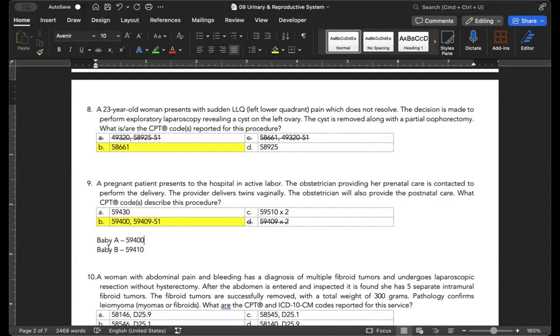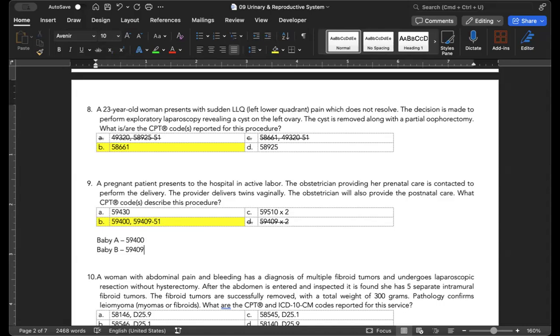Okay. Any questions on that one? So twins are a little unique, right? We're only going to report a single global package because we can't report the global package for both, because they're going to get prenatal care twice and then postnatal care twice, which is not correct. Yes, should be 59409.